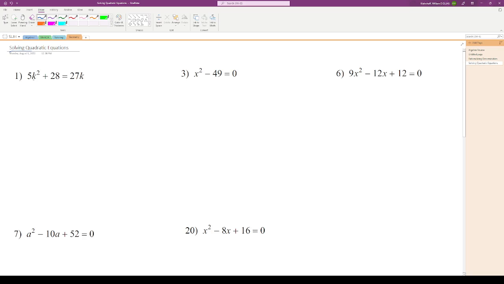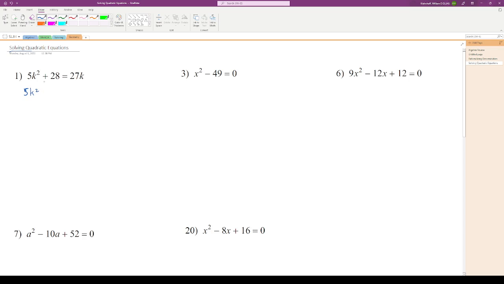So the first one, 5k squared plus 28 equals 27k, is pretty ugly. It doesn't look well suited to completing the square. It doesn't look like a perfect square. So the only ways I'm going to be able to solve this are by factoring or quadratic formula. So I'm going to check first to see if I can find factors, because that is a little bit faster of a method and less prone to making mistakes than the quadratic formula.